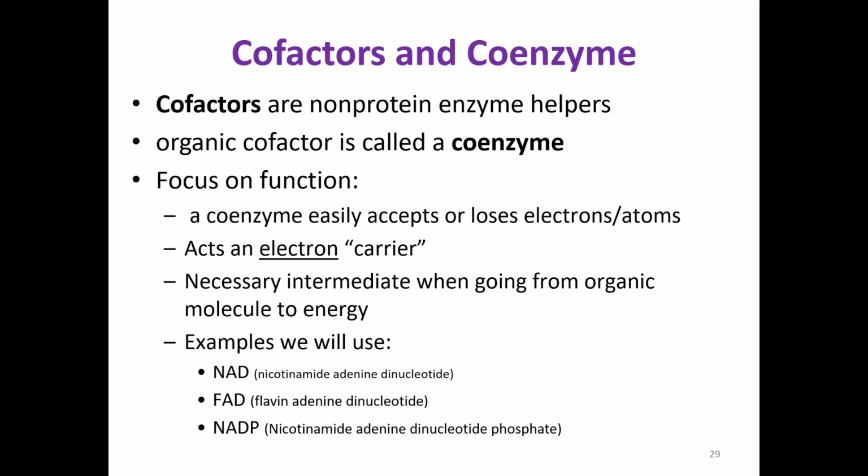So cofactors and coenzymes, that root word co means together. So cofactors and coenzymes are going to work together with enzymes. Cofactors are non-protein enzyme helpers, and an organic cofactor is called a coenzyme. We're going to really focus more on their function. A coenzyme will easily accept or lose electrons, so they can act as an electron carrier. This is a necessary intermediate when we're going from organic molecules to energy. We're going to talk about NAD, FAD, and NADP in the next 2 chapters. So NAD, FAD, and NADP are coenzymes.